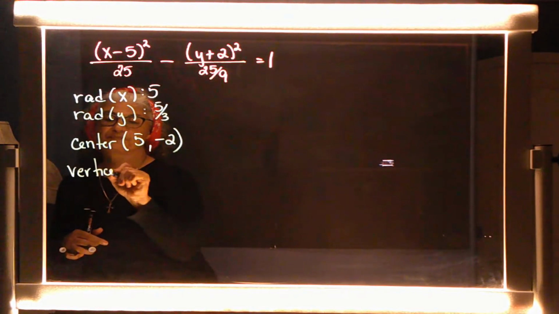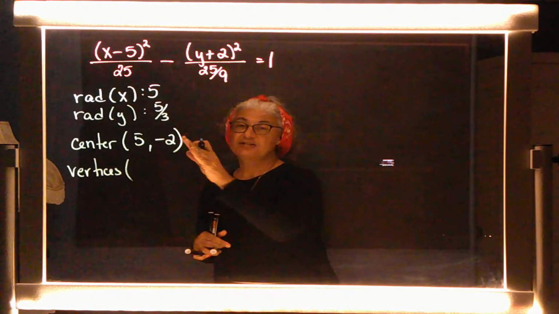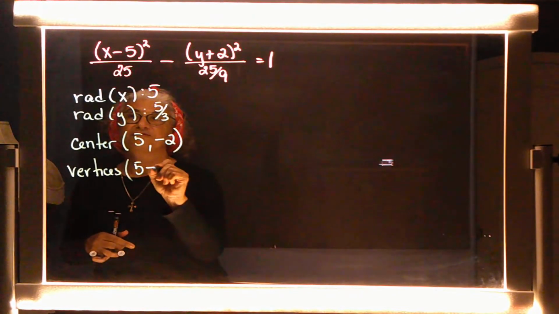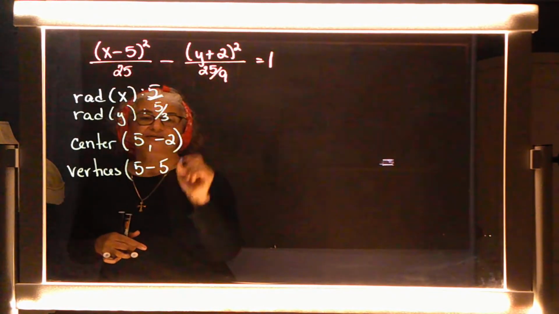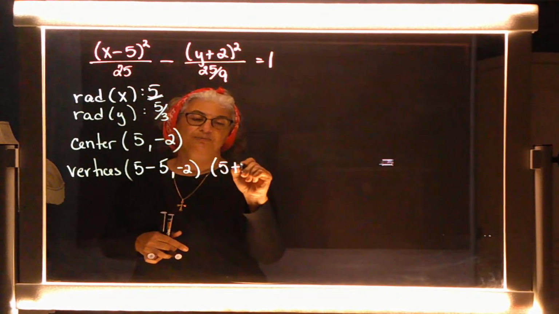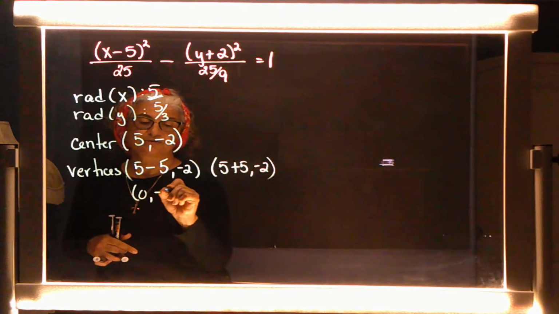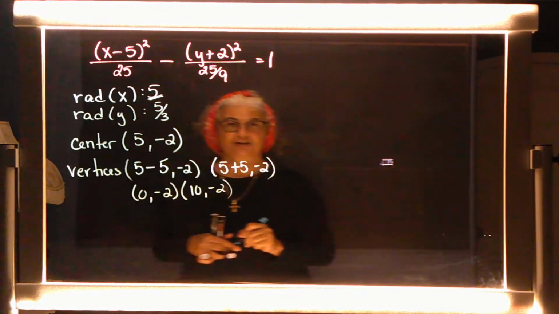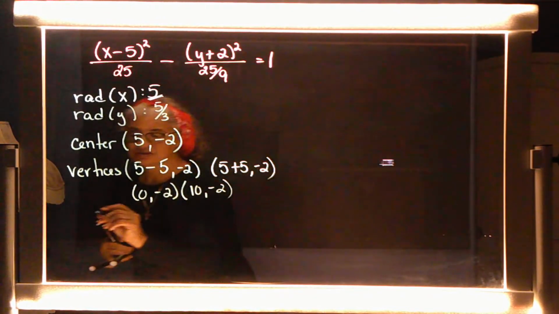Vertices. Since my transverse axis is horizontal, which is moving, the h or the k? Good, the h is moving. So 5 minus 5, because that's the radius in the x direction. And the other one is 5 plus 5, which means my vertices are at (0, -2) and (10, -2). Good. Kind of already like the ellipse, right? Not a whole lot of change.